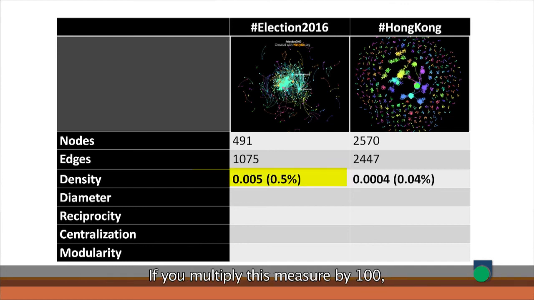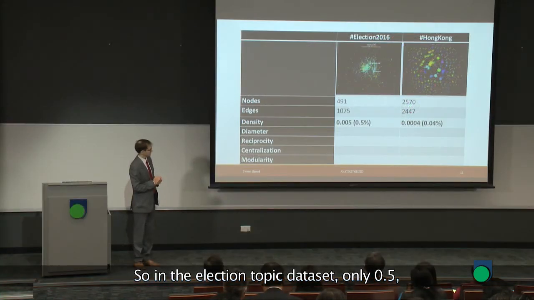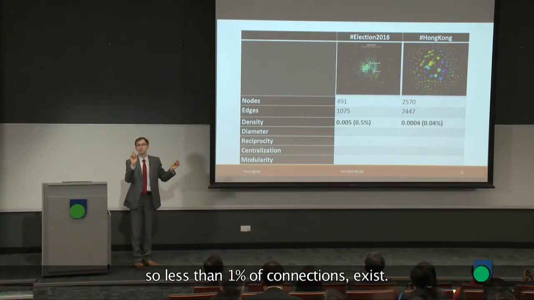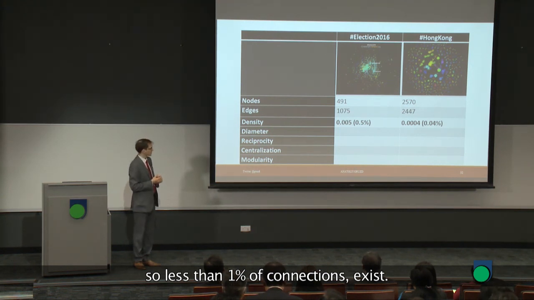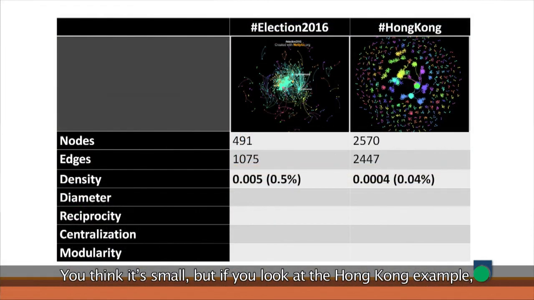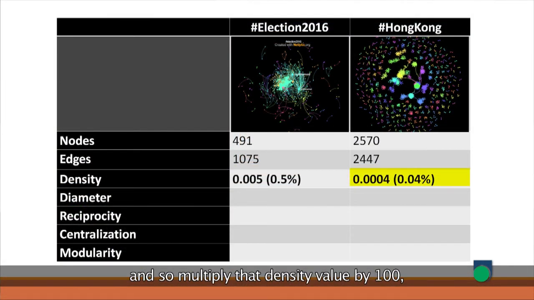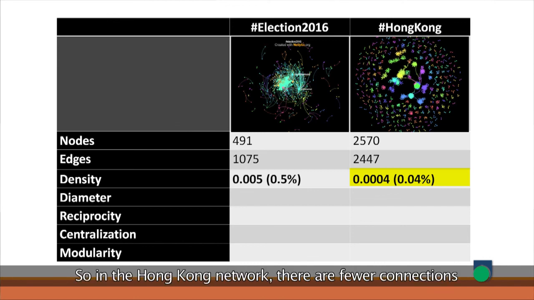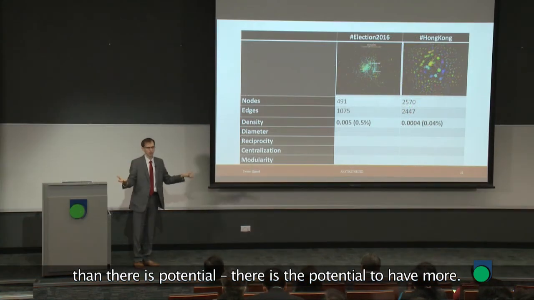0.005. If you multiply this measure by 100, you can use it as a percentage. Sometimes it's much easier to understand what's happening with the percentage. So in the election topic data set, only 0.5%, so less than 1% of connections exist. You might think it's small. But if we look at the Hong Kong example, and multiply the density value by 100, only 0.04% of connections exist. So in the Hong Kong network, there are much fewer connections than there is potential. There's a potential to have more.